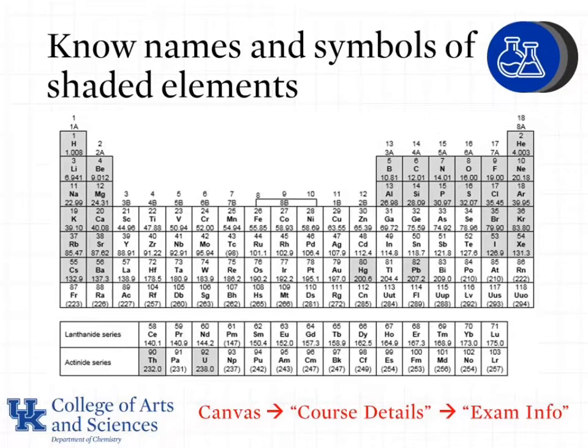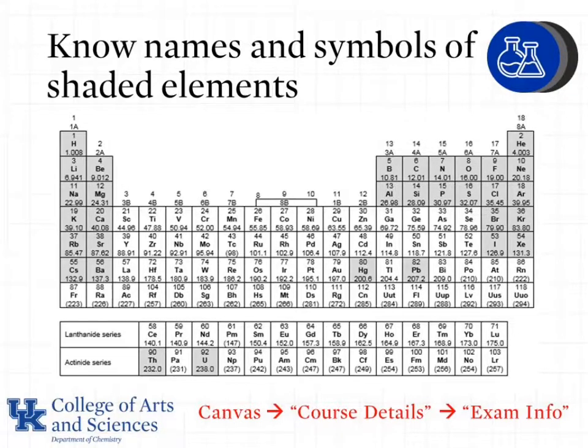You will need to know the names and symbols of some elements. These elements are shaded on the page here, but they are also available to you on Canvas under Course Details, Exam Info. You only need to know the names and symbols of the shaded elements. You do not need to memorize any of the numbers associated with elements, nor do you need to memorize the location of the elements in the periodic table.